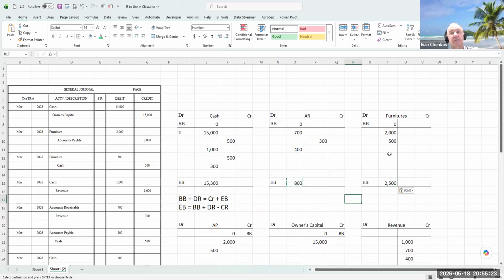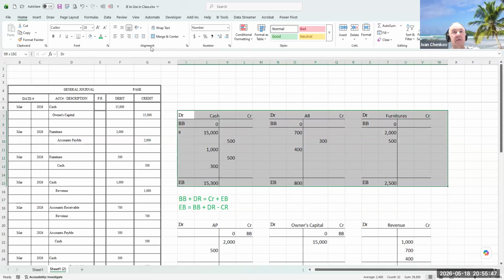Then we're going to copy this cell and move it here. That tells me that for the furniture, in the beginning I have 0, then I purchased 2,000, then another 500. So the total value of the furniture that I have is $2,500. Now, these formulas are correct, but only for these accounts, which are the asset accounts, as you can see.